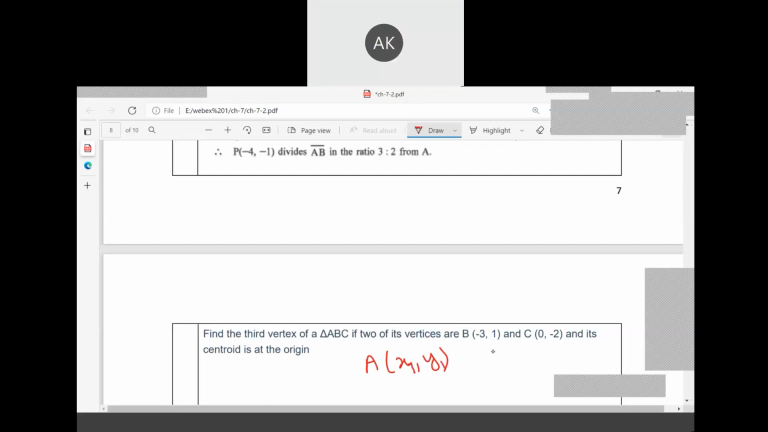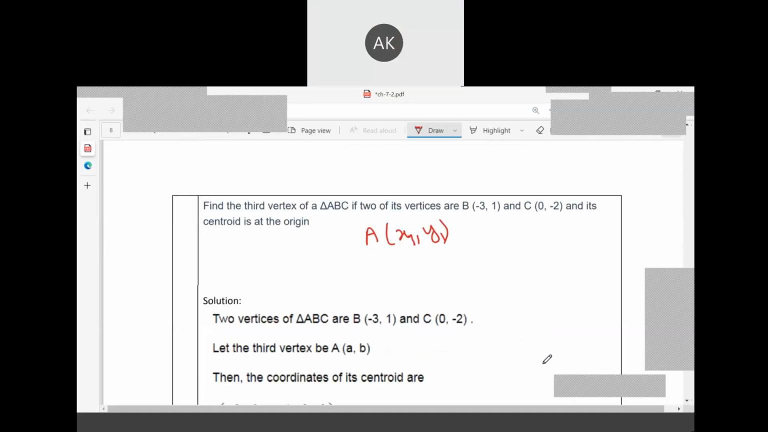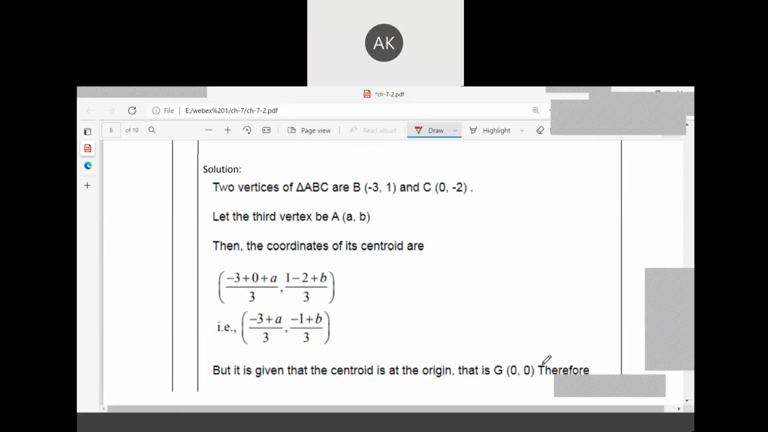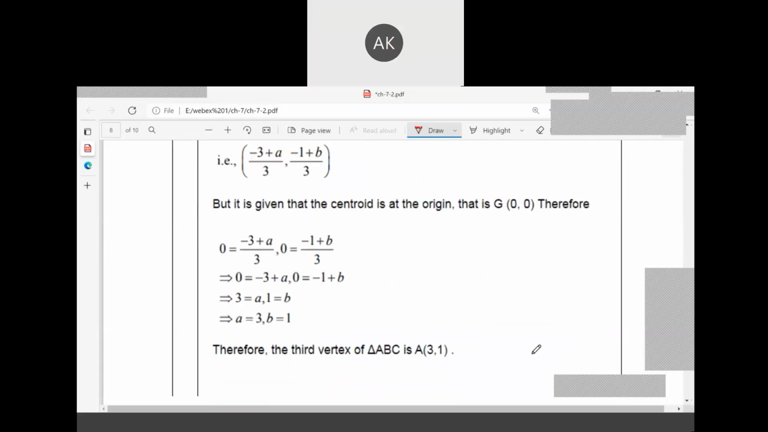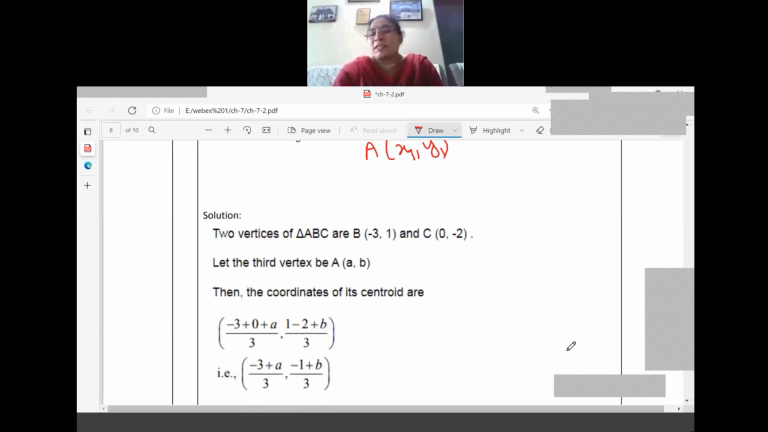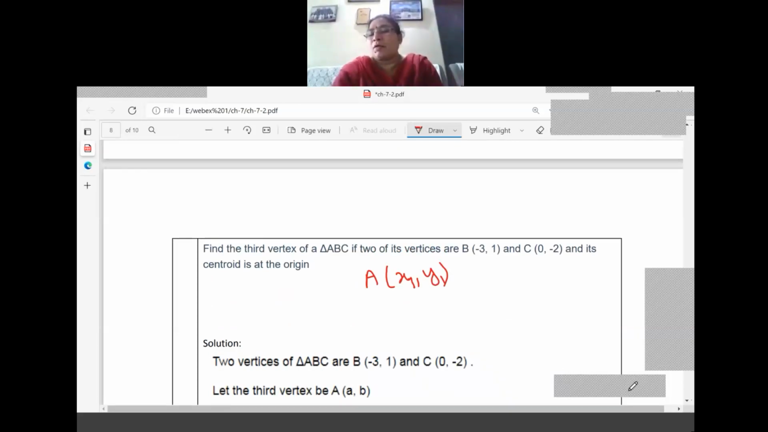Ma'am, 3. Any other answer? What is the answer told? 3 comma 1. Yes, ma'am, 3, 1. Okay, so here what happened? The question is not asking for the centroid. The centroid is origin, that is given.